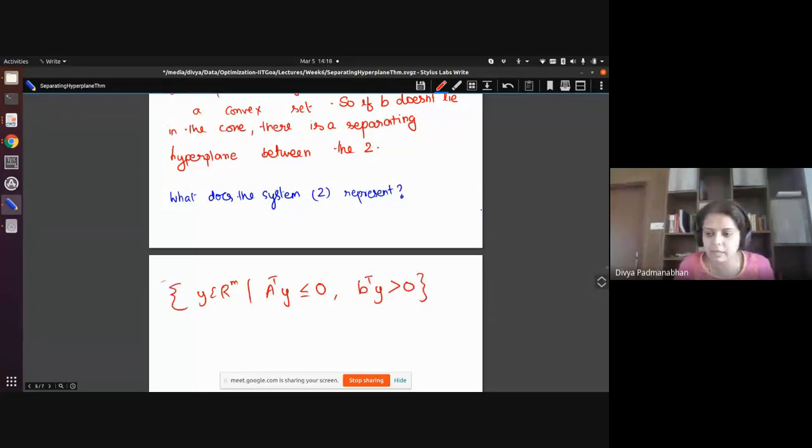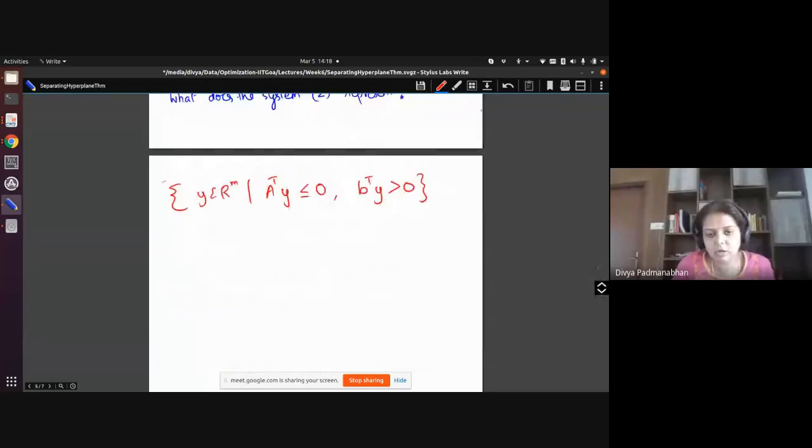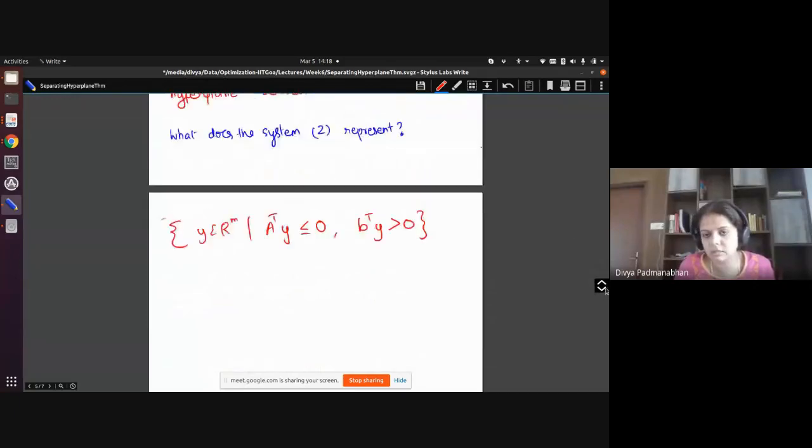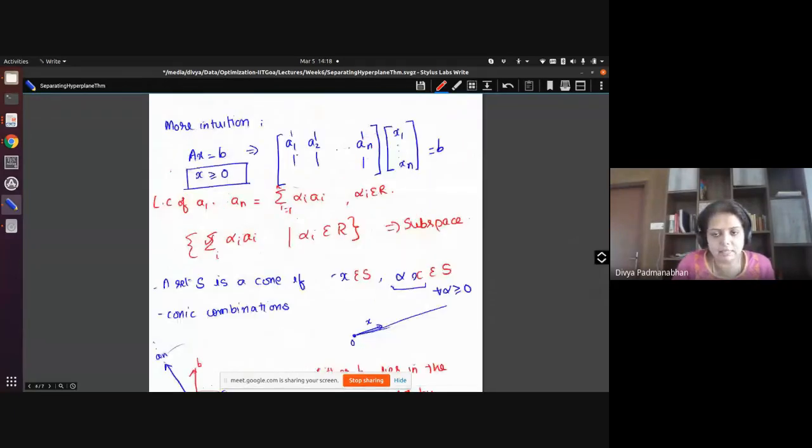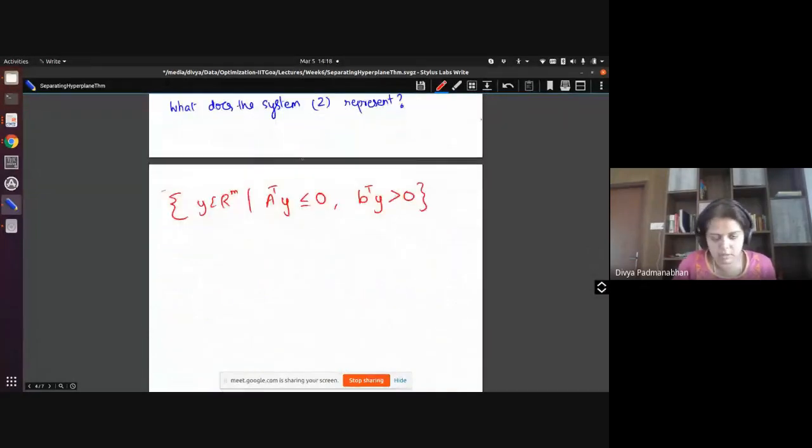Okay, so this is the second system. Earlier we wrote A as these columns. Now A transpose is just going to be the same vectors A1 to AN, but written in row form. So this is going to be A1 transpose, A2 transpose, up to AN transpose. So this is actually A transpose.